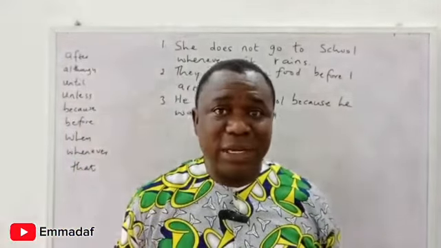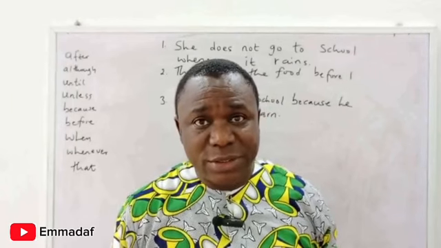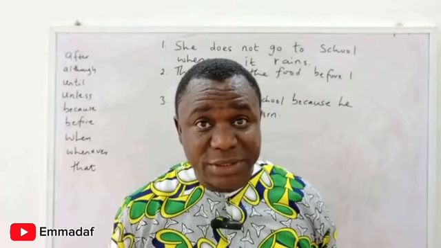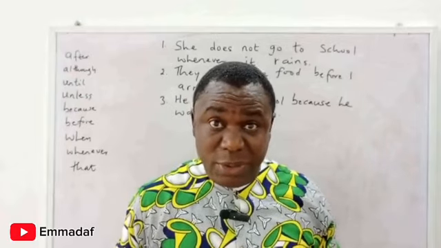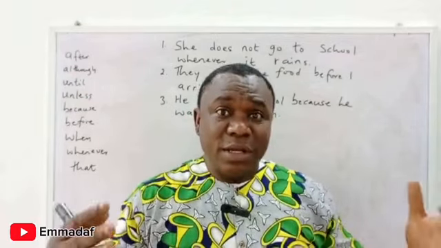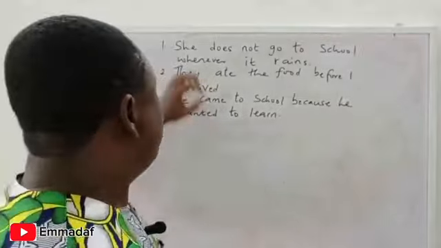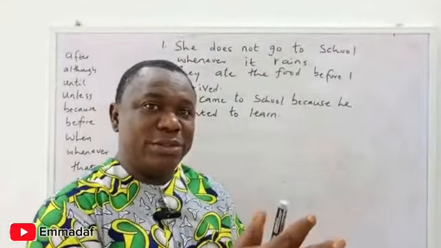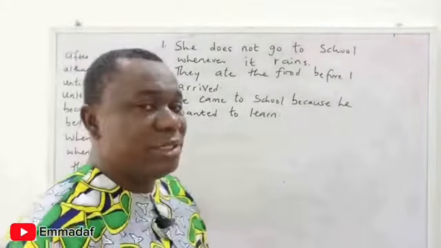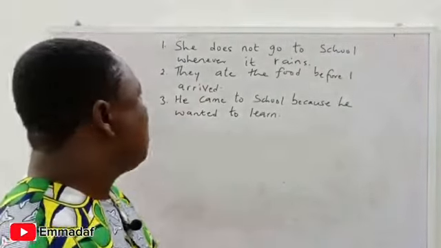Imagine just walking into your classroom and saying, "Good morning, students." And then I say, "Whenever it rains." You're going to look at me and crease your face. Say, "What? So?" Because it does not make a complete thought. So this, she does not go to school, is the main clause. Whenever it rains is the subordinate clause.